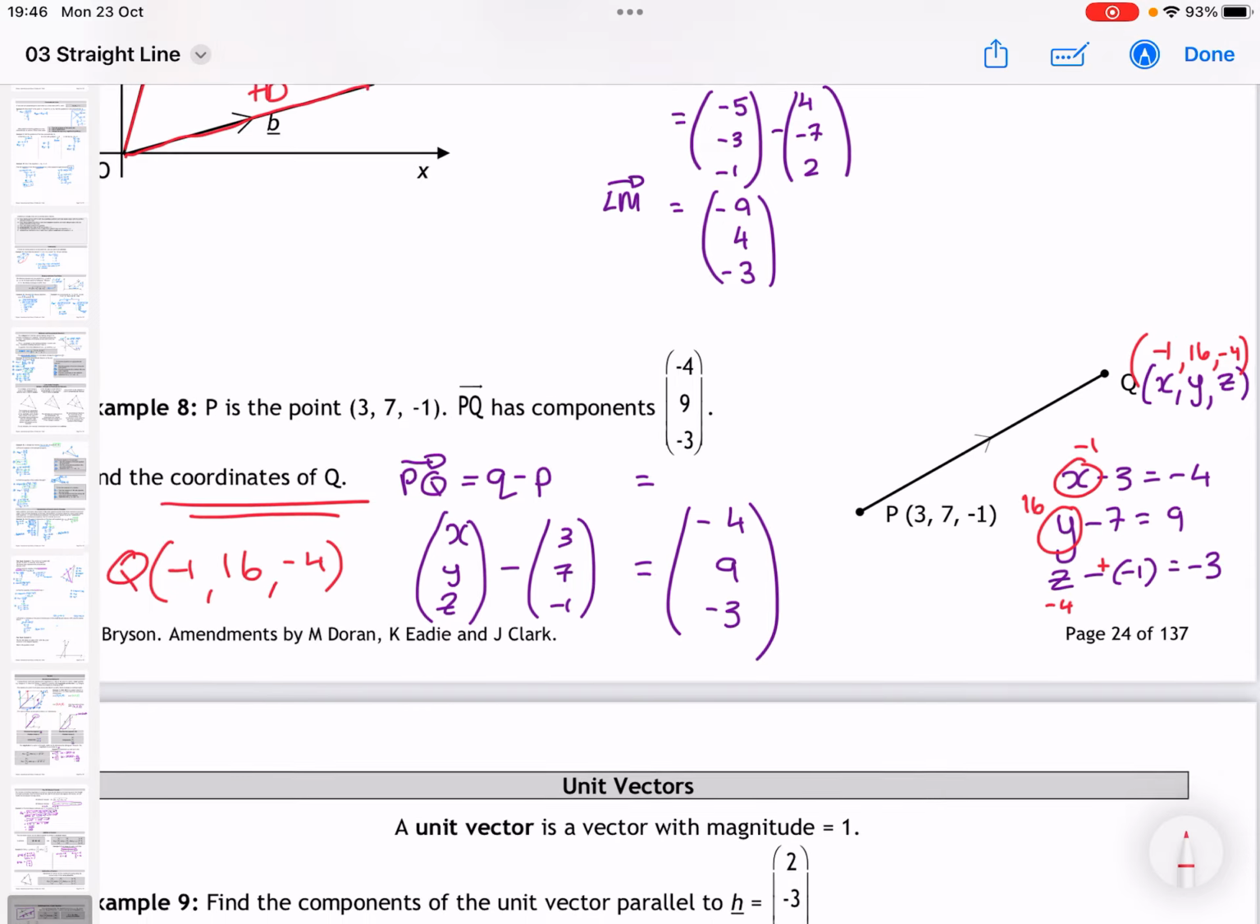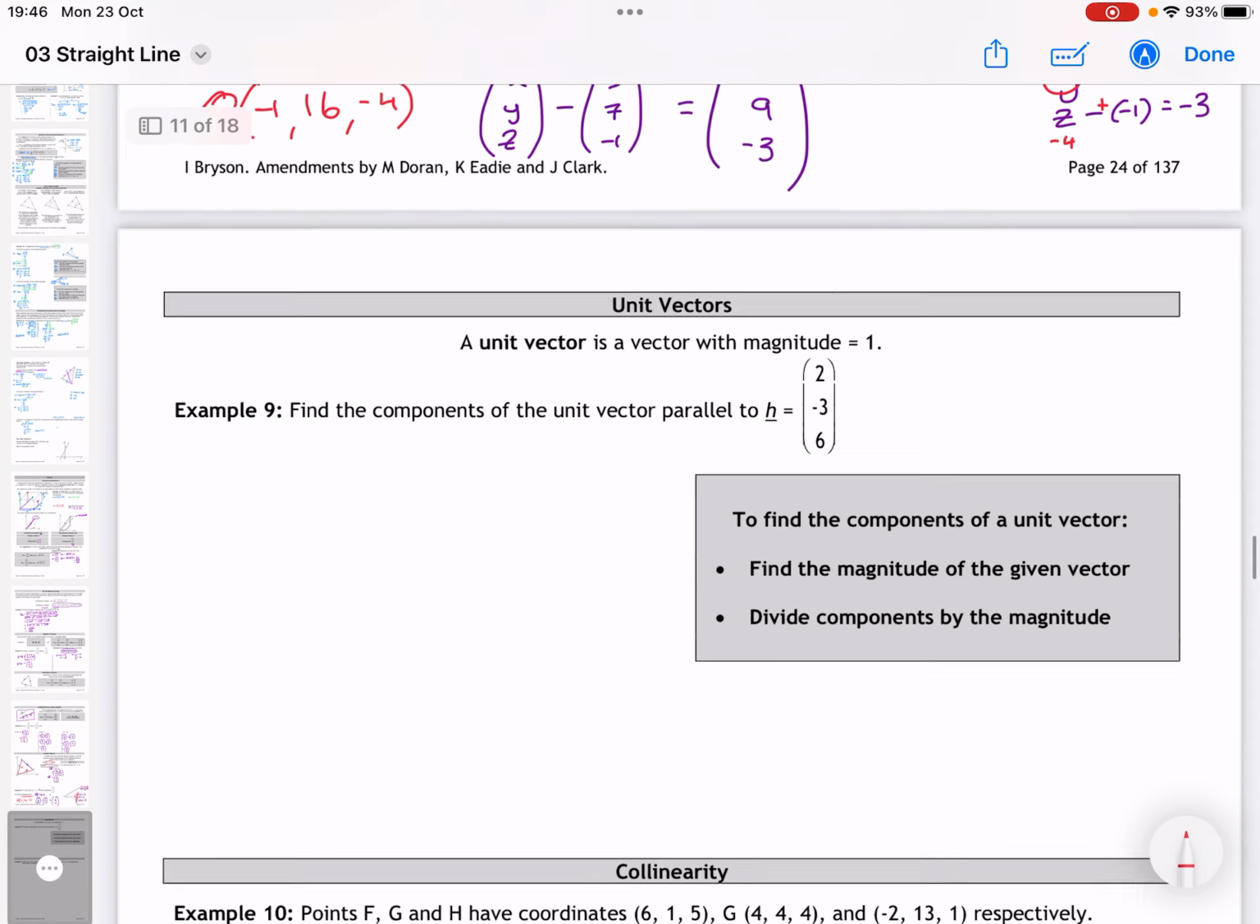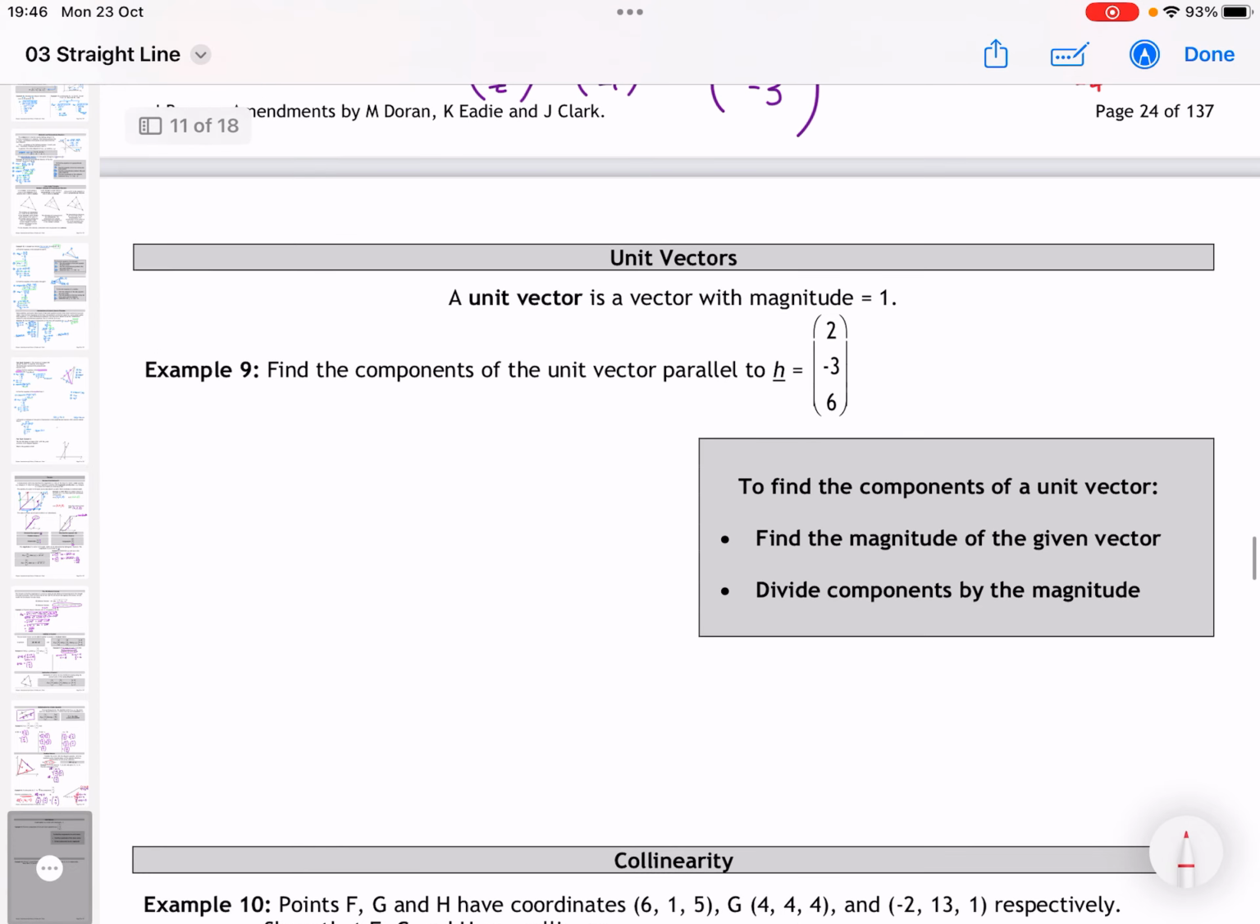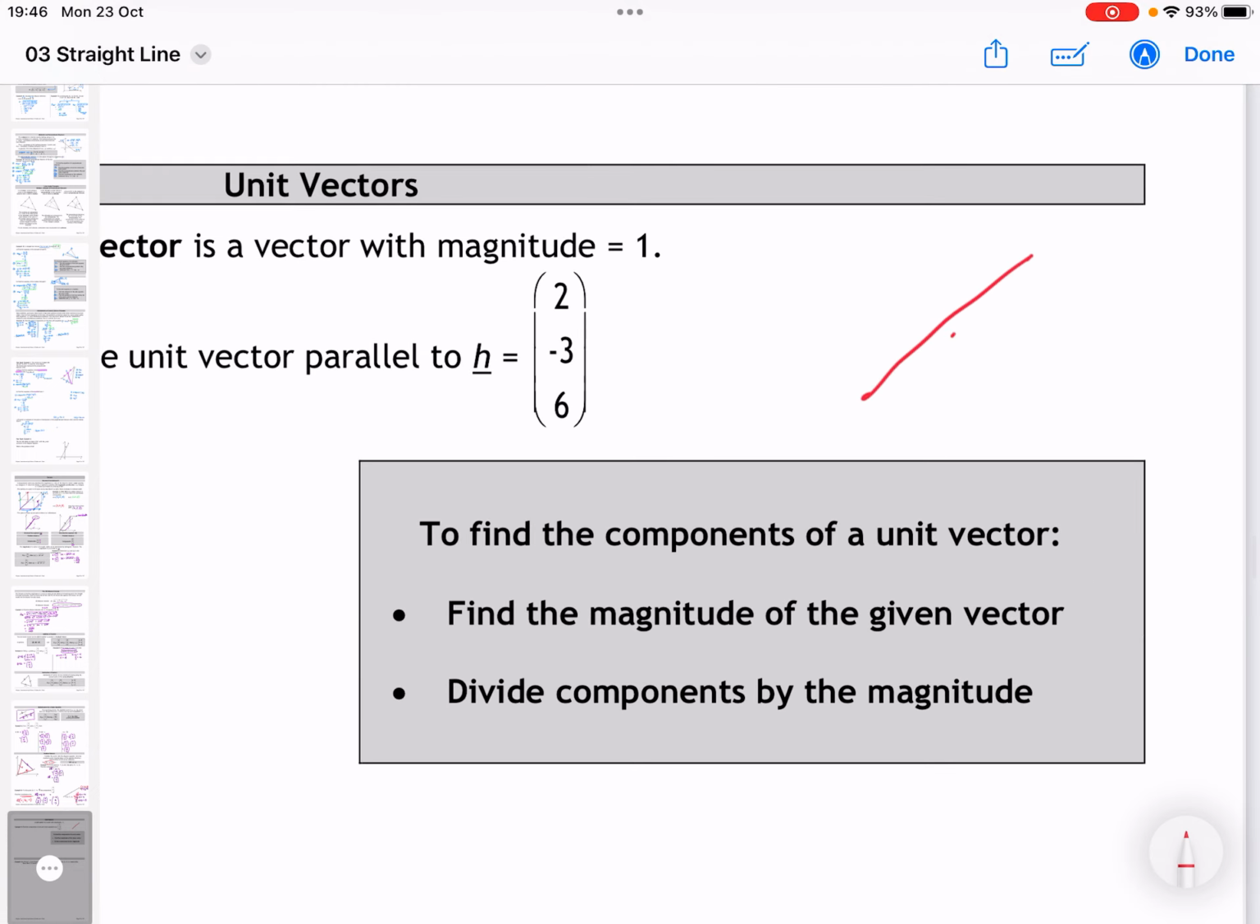Now, example 9 is unit vectors. The easiest way I could explain this is if I say I've got a line that's 5 centimetres long. The units is centimetres. But what does 5 centimetres actually mean? It means that this is broken up into 5 chunks of 1 centimetre. But how did I know it was 5 chunks? Because of the number.